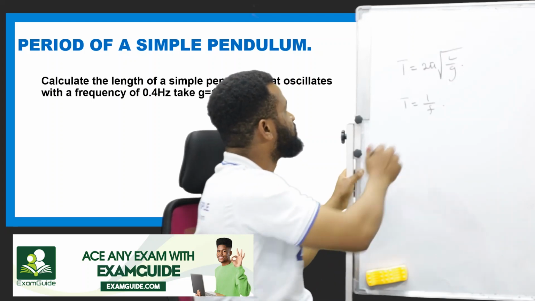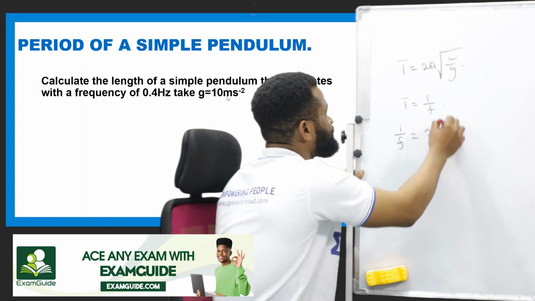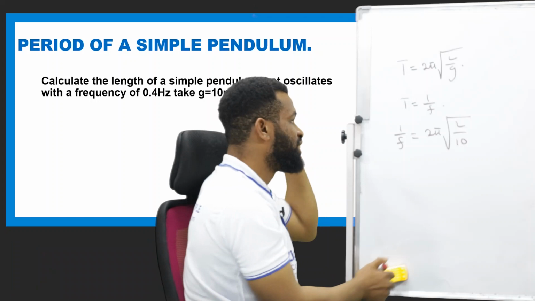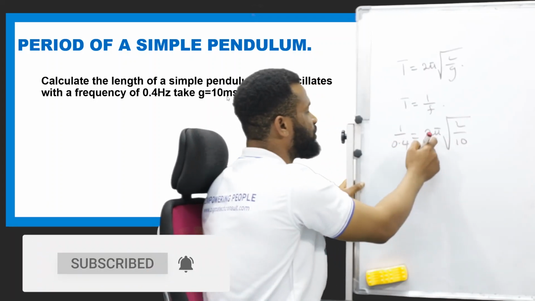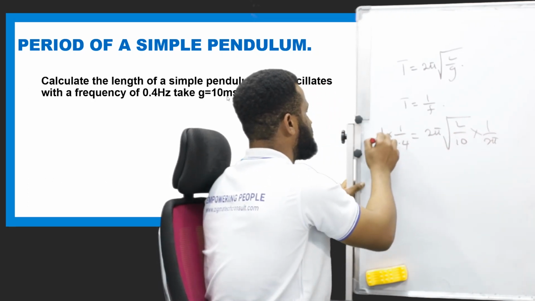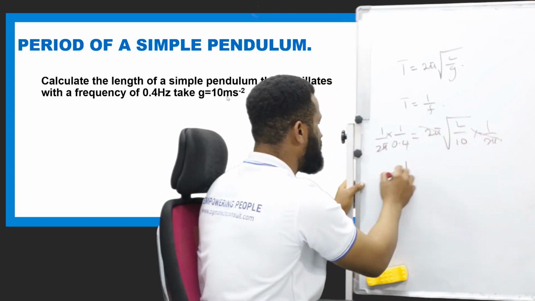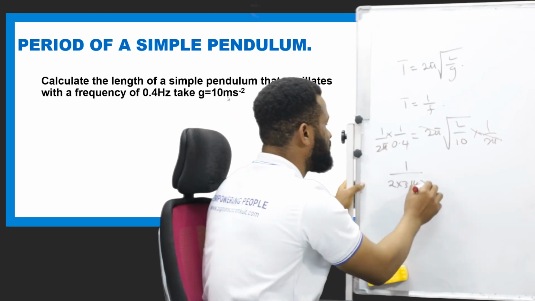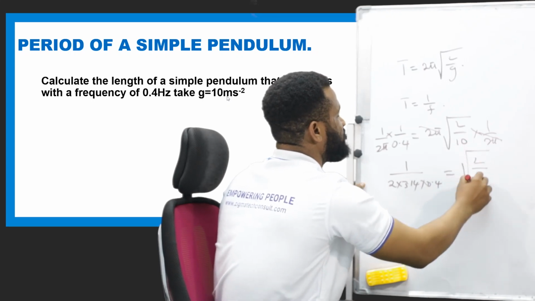the length. Therefore, I'm going to replace T with 1 over f, so 1 over f is equal to 2 pi square root of L over g. g is 10, so I'm putting 10 straight away, and f is 0.4. So I will remove this 2 pi by multiplying by 1 over 2 pi, so 2 pi will cancel 2 pi. I'm going to have 1 over 2 times 3.14, because pi is 3.14, times 0.4, is equal to square root of L over 10.